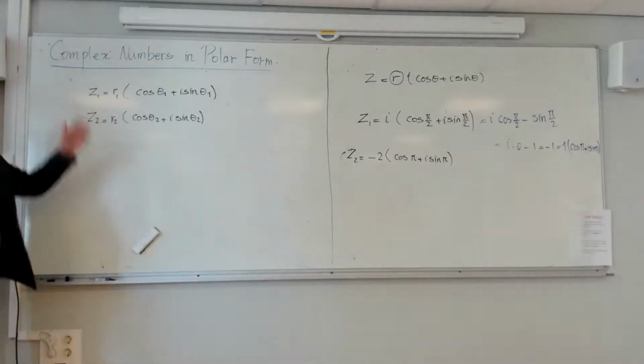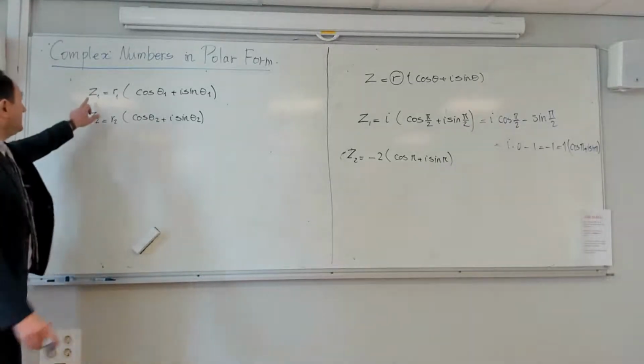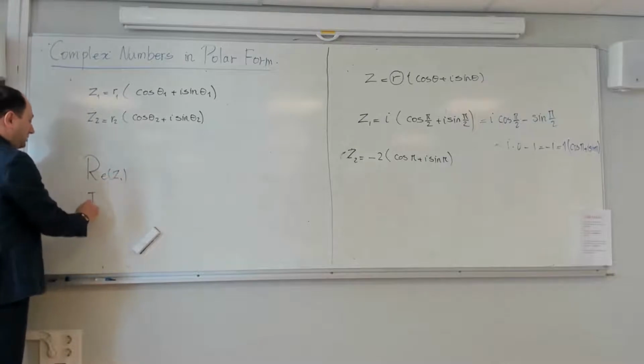If I ask you to add them, how do you add them? Just say something, it's clear. Well, how should I add them? By the way, let me ask you something. What is the real part of Z1? Can you tell me? What is the imaginary part of Z1?